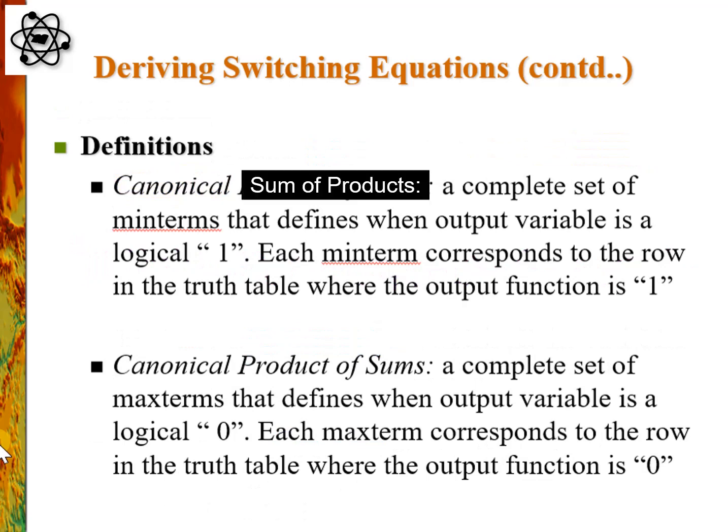The last two definitions are, first, the canonical sum of products, which is a complete set of minterms that defines when the output variable is logic 1. So here each minterm corresponds to the row in the truth table where the output function is 1. Second one is the canonical product of sums. Here it is a complete set of max terms that defines when the output variable is logic 0. So each max term corresponds to the row in the truth table where the output function is 0.